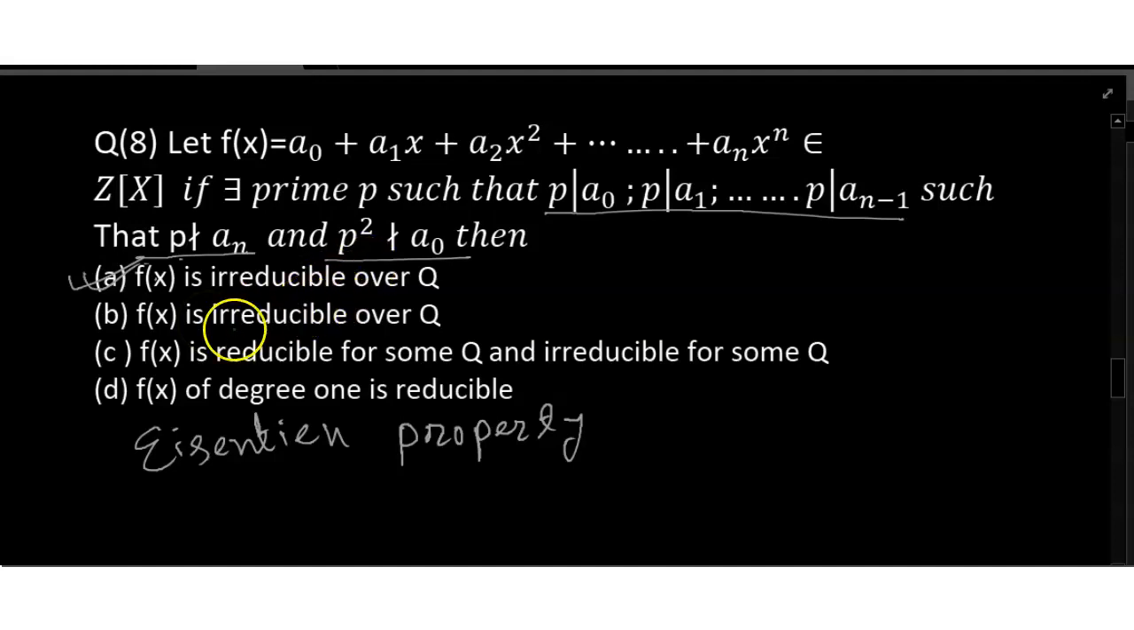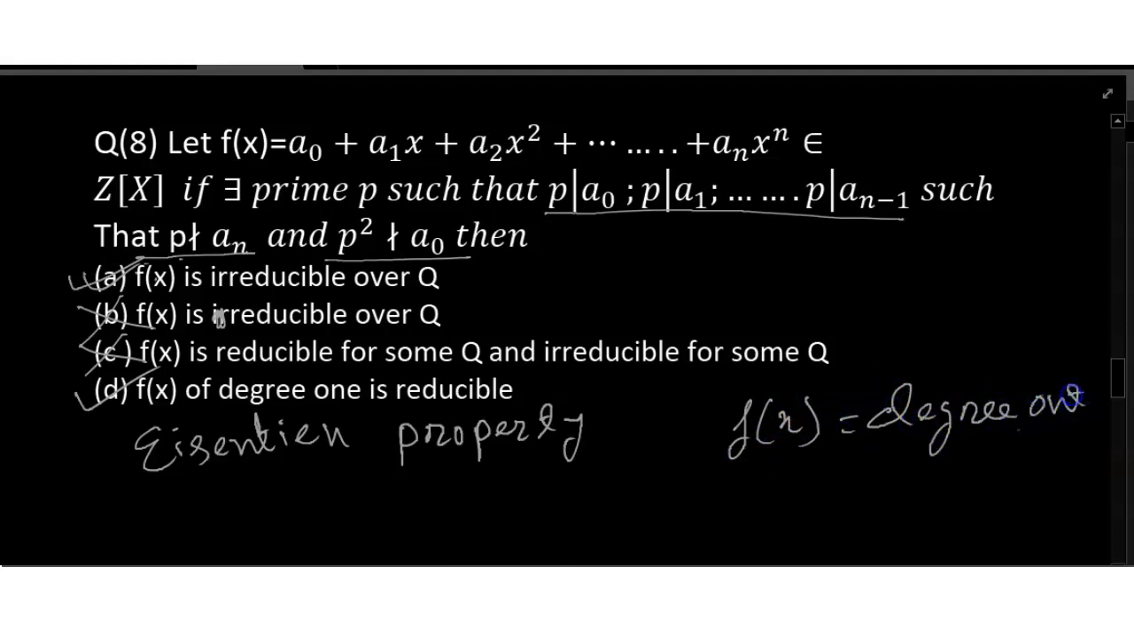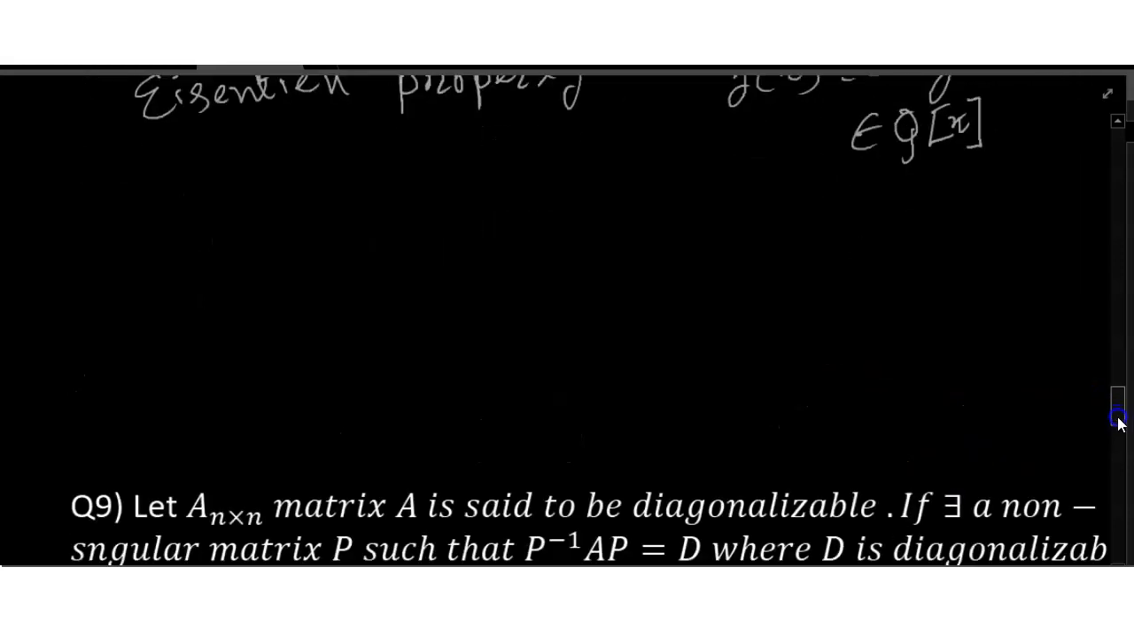This is right. And the next option is reducible, not irreducible. So irreducible over Q, this is wrong. Number C, f(x) is reducible for, but f(x) of degree 1 is reducible. Yes, obviously, because f(x) of degree 1 is always reducible. In here it is irreducible, belongs to Q[x], so it is irreducible over Q. So I hope I have made it clear.